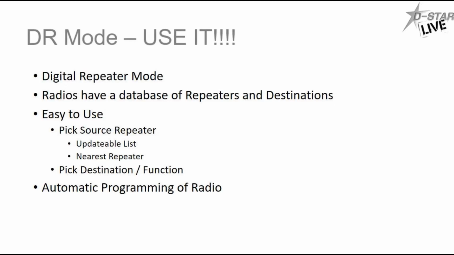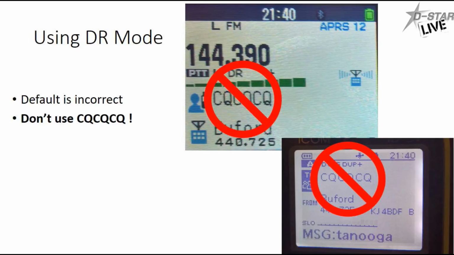So basically with DR mode, you pick your source repeater. The list in the radio is a little out of date because it was put in there when the radios were made. You choose your nearest repeater, then you choose your destination, and voila, your radio is now programmed. You can do this with the radio out of the box from the manufacturer. Head to your dealer today, and you can get that done. I'll show you a little bit more instructions on how to use it in a little bit.